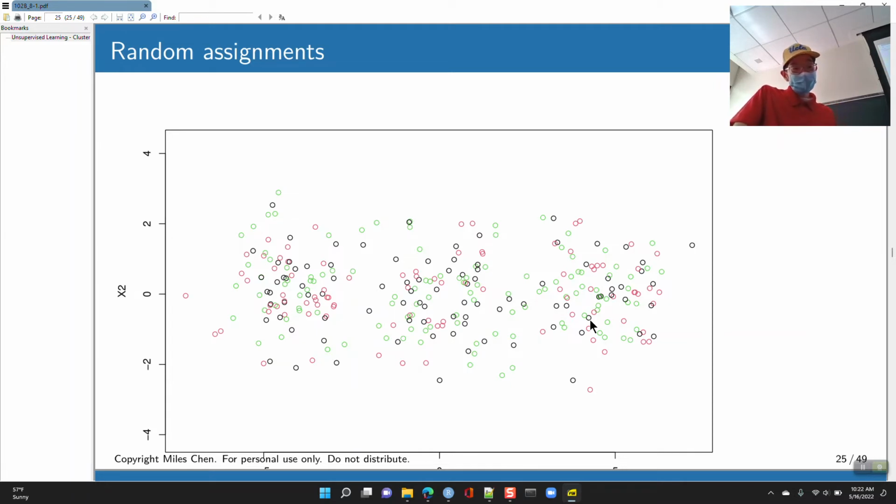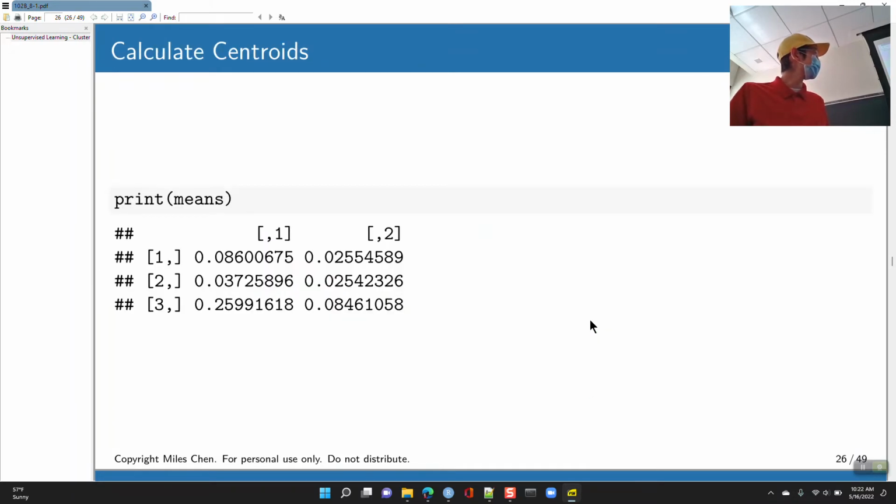And we say, all right, now that we've randomly assigned some points to red, some to black, and some to green, let's calculate the mean of these points, the centroids of each of these things. So if I go through and I calculate the mean of all the red points, the mean of all the black points, the mean of all the green points, this is what I get. And because of random assignment, they're similar but not exactly the same. And that's all we need.